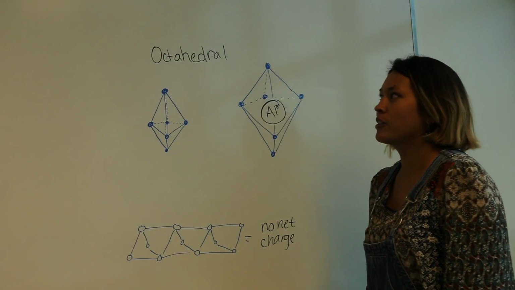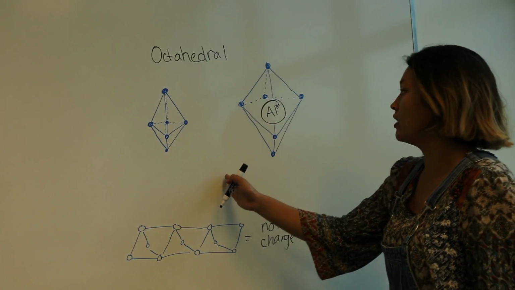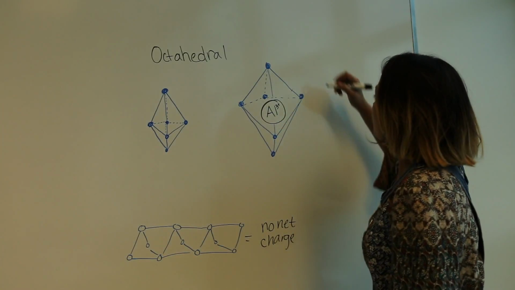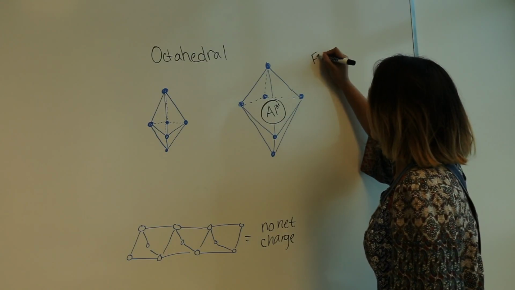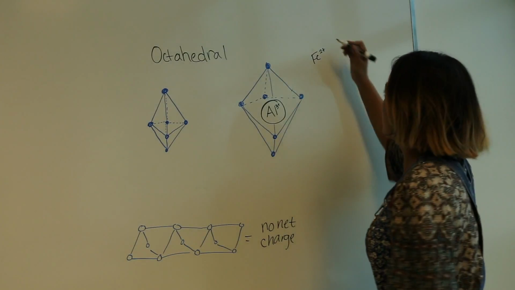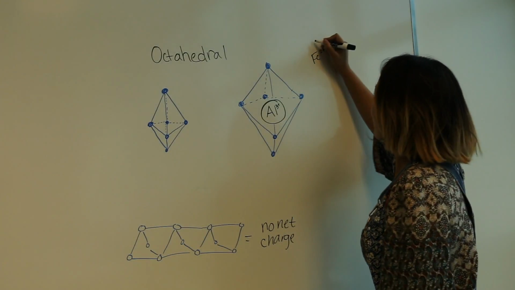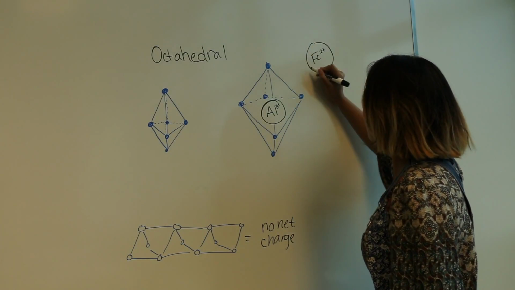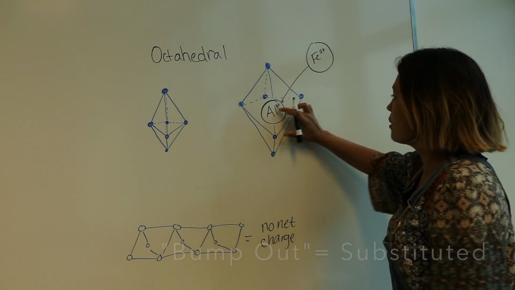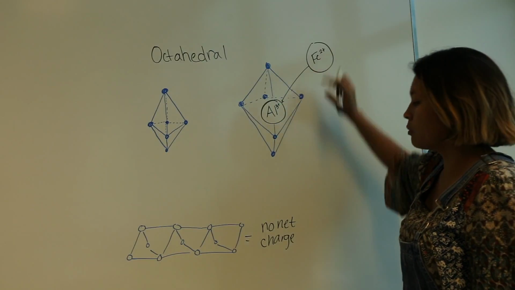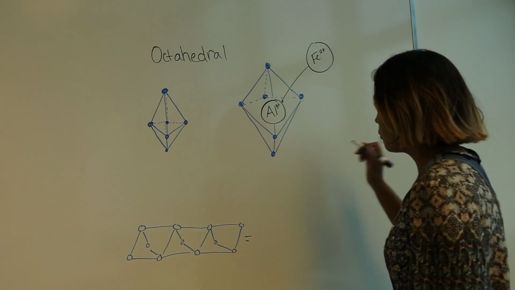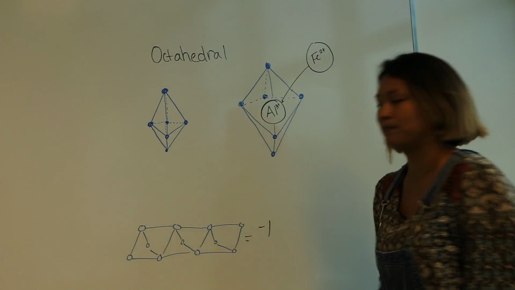So let's look at another example. Let's go to the octahedral sheet, which has the aluminum +3 charge. So we're going to put in an isomorphic substitution, a similar radius element like iron 2+. So iron 2+ with a similar radius will bump out aluminum 3+. So the 3+ then becomes a 2+. So the octahedral sheet, instead of having no net charge, will then have a -1 charge.